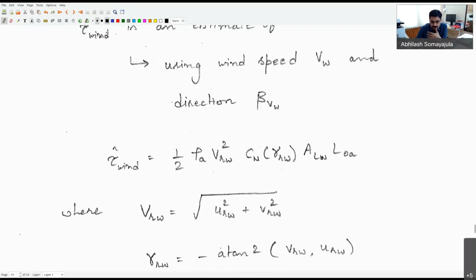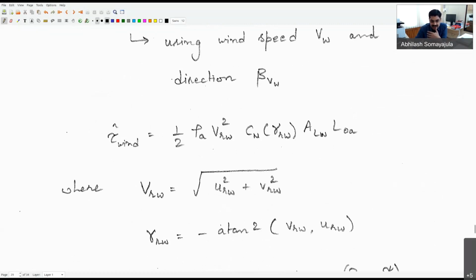And we have seen this before. It can be described in these terms: half rho A times V_RW squared times some wind coefficient Cn, which depends on the relative wind direction gamma_RW, times the lateral projected area times the length. We saw this when we were looking at the environmental modeling for the wind, so I'm not going to go into much detail. This is just to put everything together in one place so that we can appreciate what is going on.